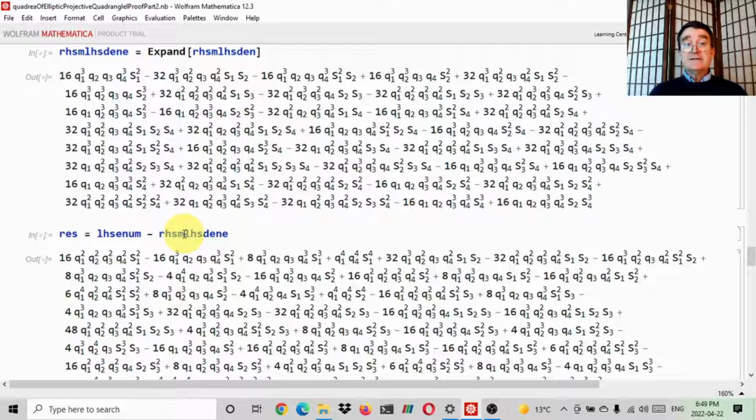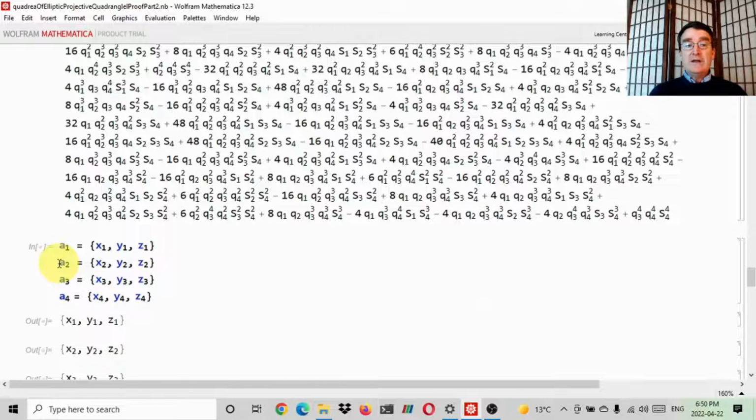So next, we're going to substitute into these quadrances and spreads their definitions in terms of the projective points. So projective point A1 is the point given by x1, y1, z1. Projective point A2 is x2, y2, z2. A3 is x3, y3, z3, and A4 is the projective point x4, y4, z4.